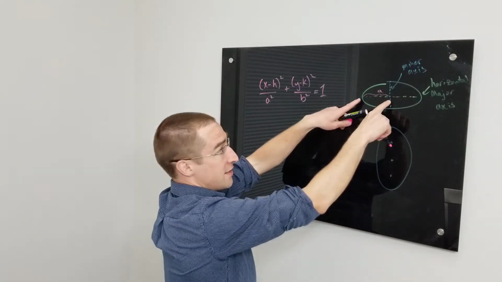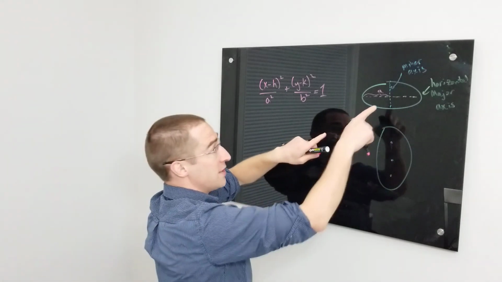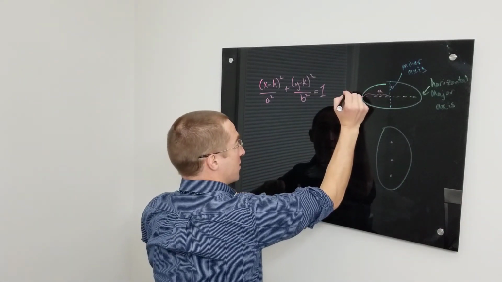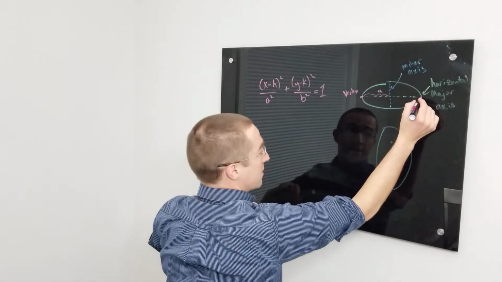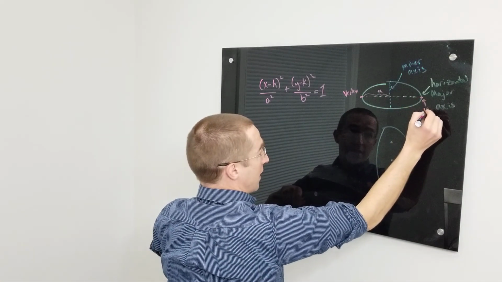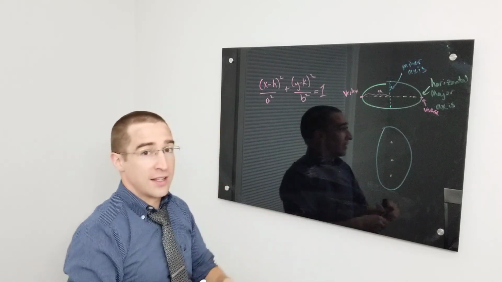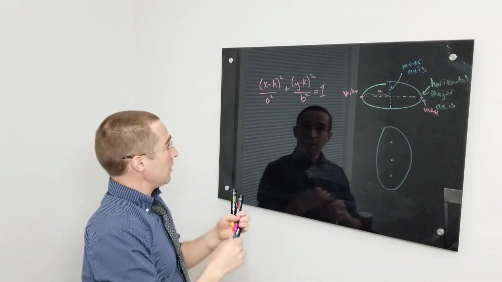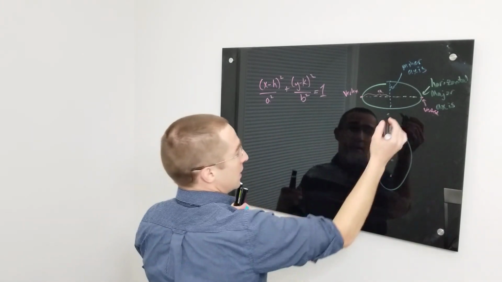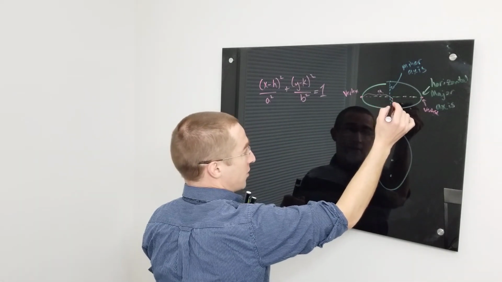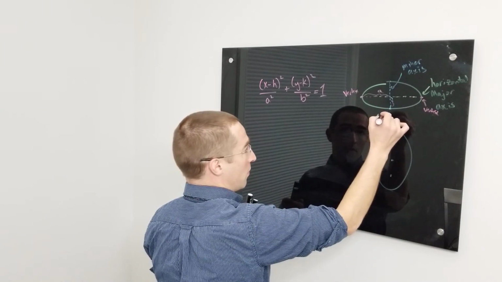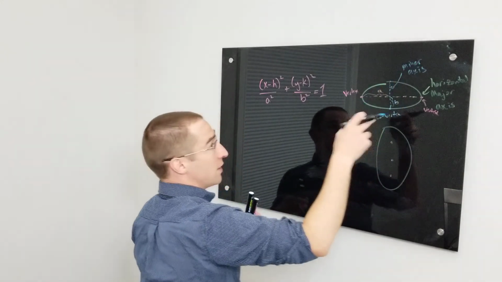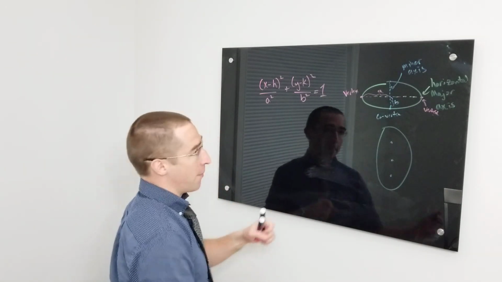Now here, this a value is that distance. It's half the major axis, or it's the distance from the center to what we call one of the vertices. So this is a vertex, and this also right here is a vertex. Each vertex is on the end of the major axis. The b value is this distance from the center to what we call the co-vertex.